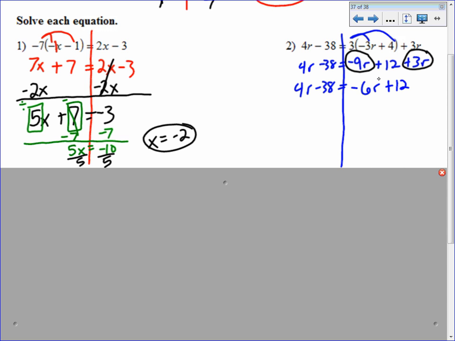Same thing like over here. Our main goal is to get this to move over. It's a negative 6r this time, so the way you get rid of negative 6 to get it to 0 is we're going to add 6r. Notice how I lined up the 6r with my 4 so that I can get a nice, neat 10r minus 38 equals 12, because these go away.